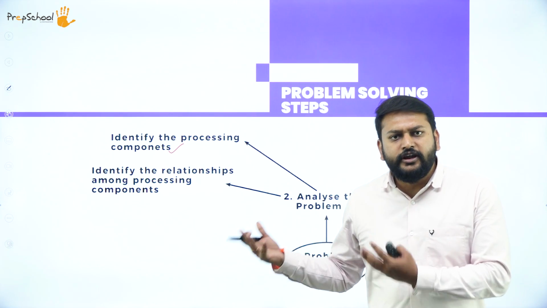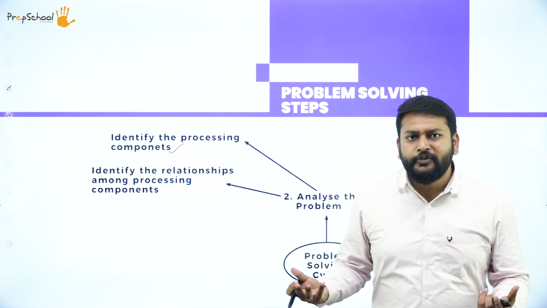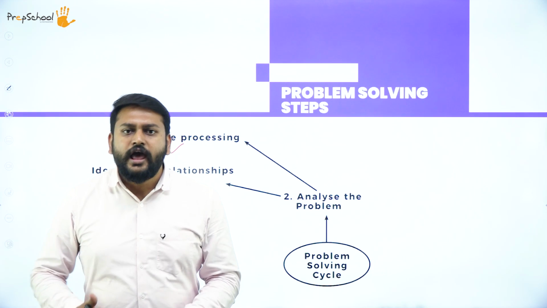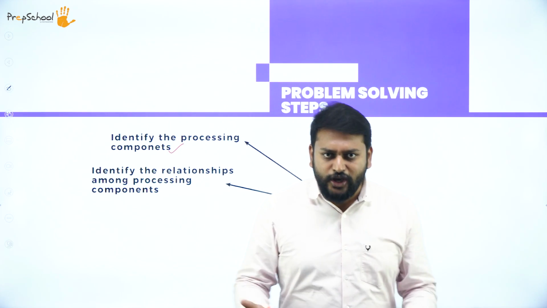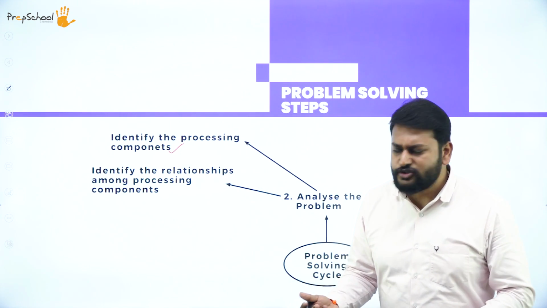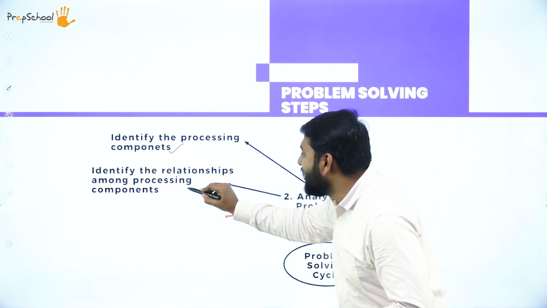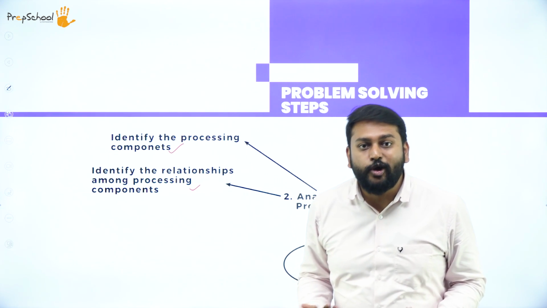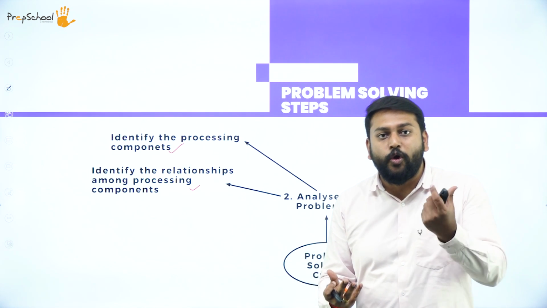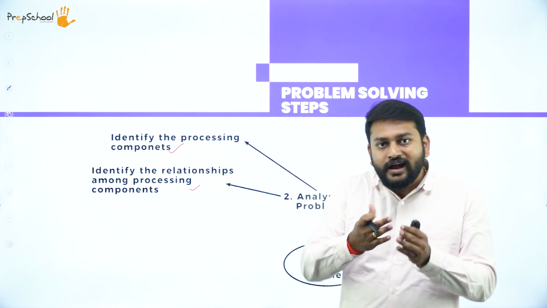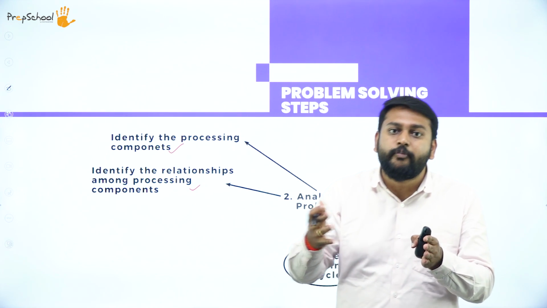If I take coffee, what are the processing components that I have? I'll have milk, water, sugar, coffee powder, stove. All these things are involved to prepare a coffee, right? So identify the processing components and identify the relationship among them. What is the relationship between water, milk, sugar, coffee powder? Understand the relationship between these components.